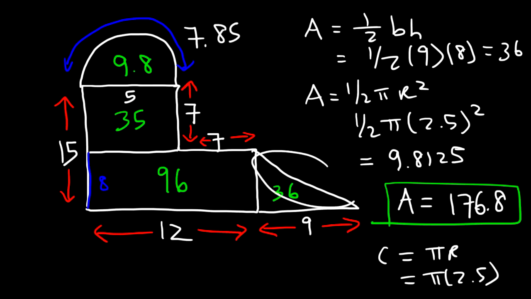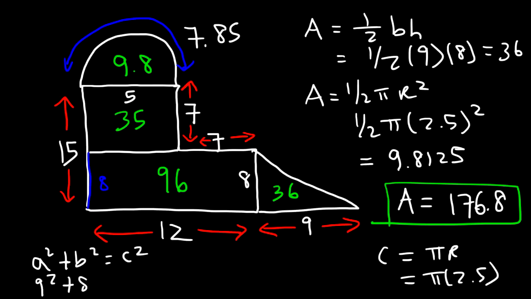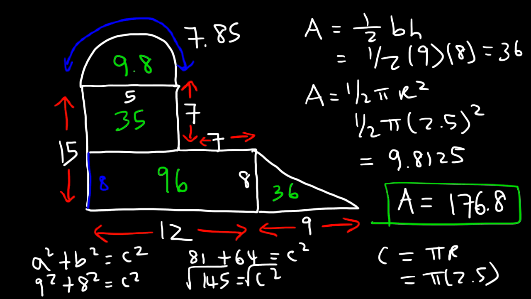Now the only thing we need to do is find the hypotenuse of the right triangle. We have a base of 9, a height of 8. And so to find the hypotenuse, we can use the Pythagorean theorem. a squared plus b squared equals c squared. So 9 squared plus 8 squared is equal to c squared. 9 squared is 81, 8 squared is 64. And if we add those two numbers, that's going to give us 145. So c is the square root of 145, which is about 12.04, but we'll write it just like that.